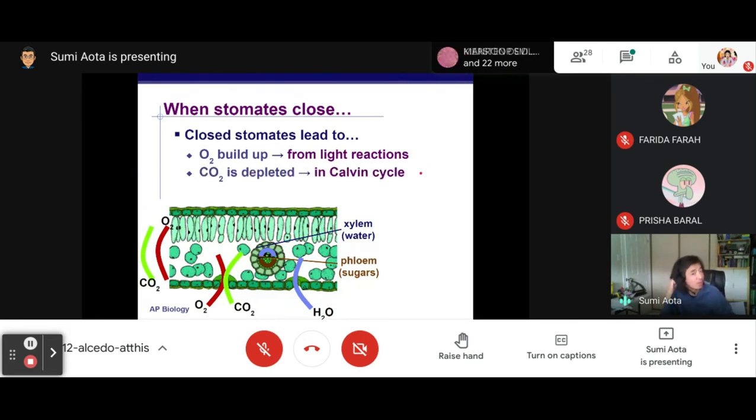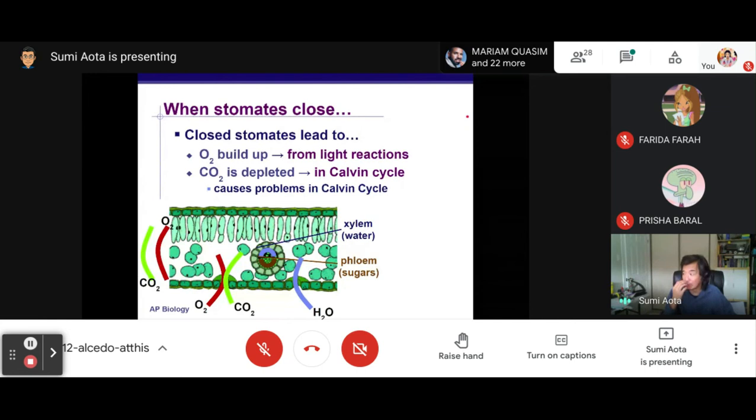CO2 is depleted because the Calvin cycle keeps running. So that means you now have problems with the Calvin cycle because you're not getting enough carbon dioxide.